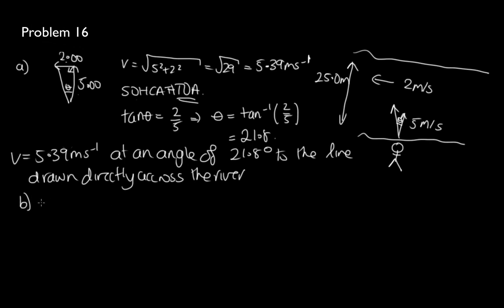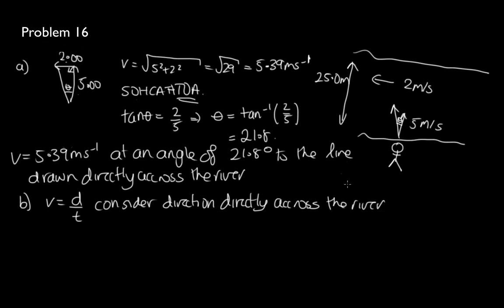Now for part B, we're asked how long does it take your friend to cross the river? And so we know that the velocity is equal to the distance over the time, and what we're going to be considering here is the direction directly across the river. And the reason for doing that is that we've got a length directly across the river of 25 meters. So let's rearrange this equation. We've got time is equal to distance over velocity, which is 25 over 5. So that's equal to 5 seconds.